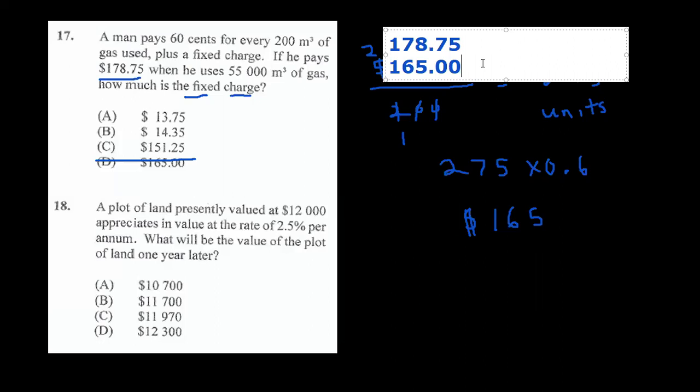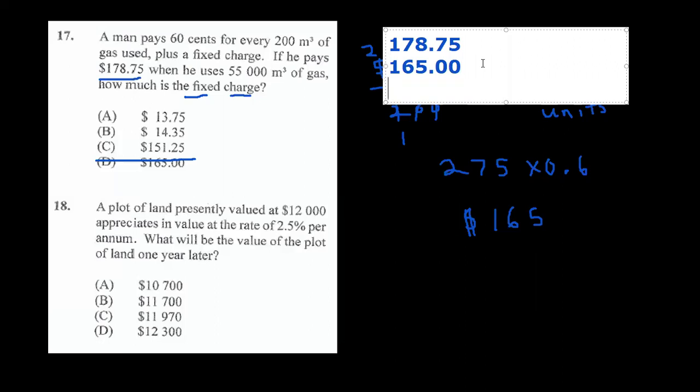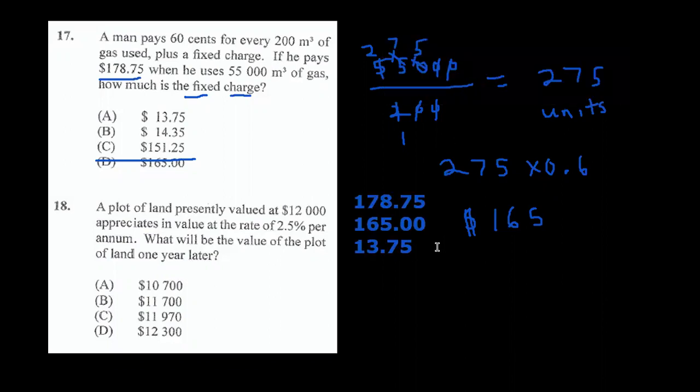When you do that, what answer do you get? 178.75 take away 165 will give me 13.75. Right, so the answer should be E. You're cool with that? How do you feel about that? Answer is definitely going to be E.